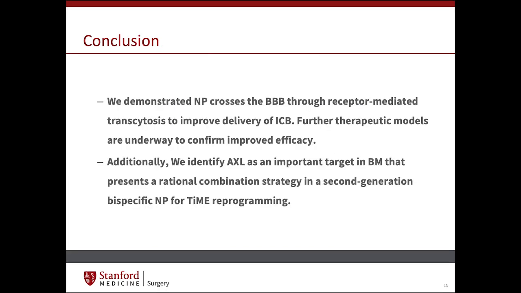So in conclusion, we prepared nanoparticles which can cross the blood-brain barrier through receptor-mediated uptake and improve the delivery of these small peptides. And further, we identified AXL as a very important target that presents a rational combination strategy in second generation bispecific nanoconjugates for TIME reprogramming.